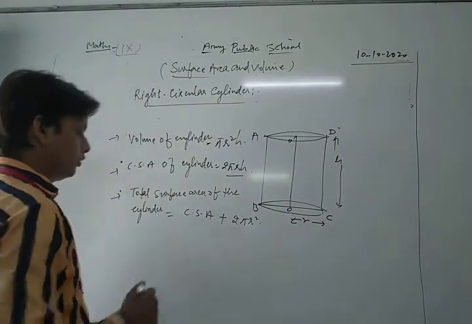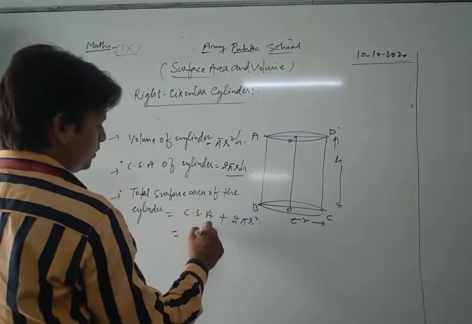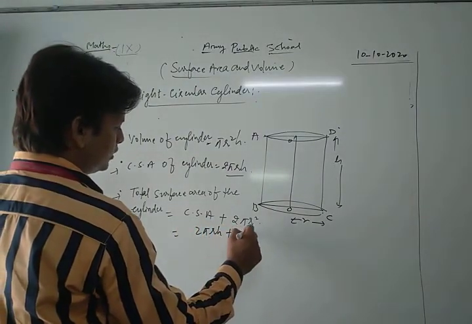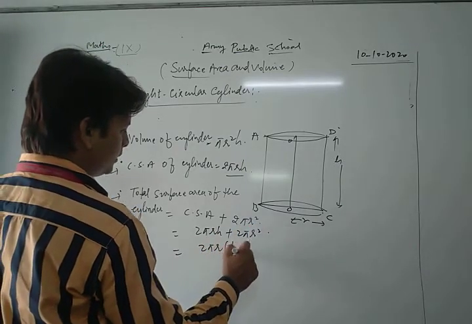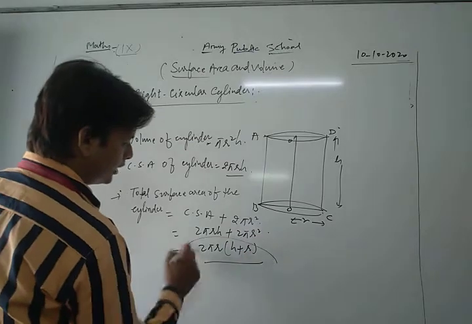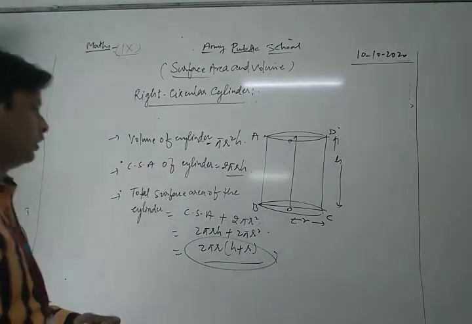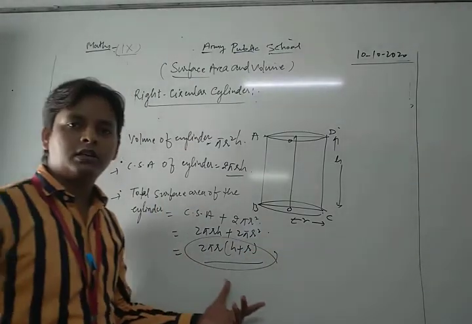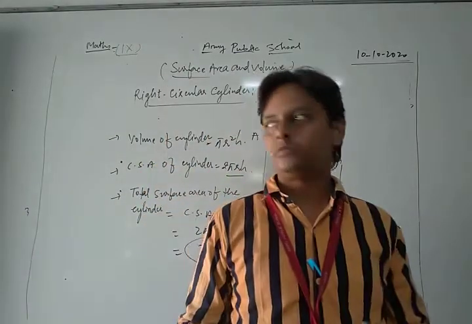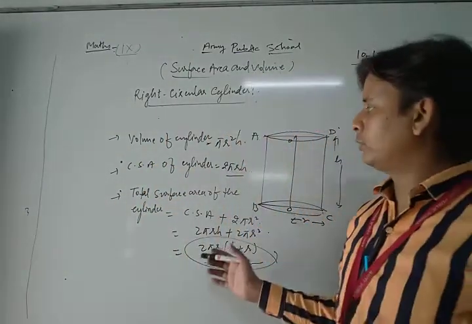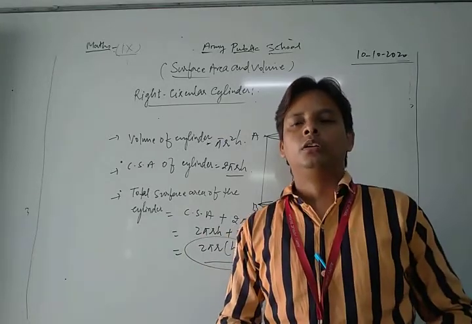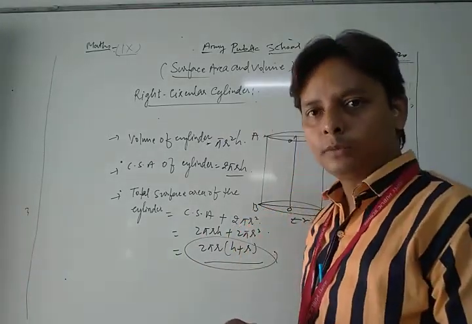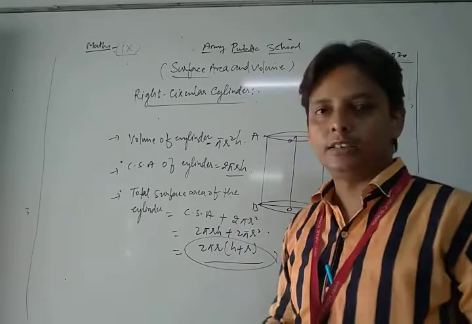So here now we put the curved surface area, which is 2 pi rh, plus this 2 pi r square. So we take 2 pi r as common. So we have h plus r. Therefore this is the formula for the total surface area of the cylinder. In this way, these are some important formulas related to cylinder. Now we take and solve some questions based on cylinder.